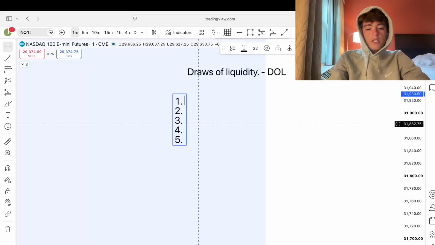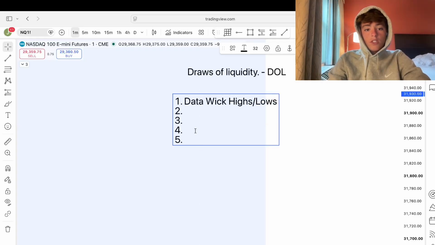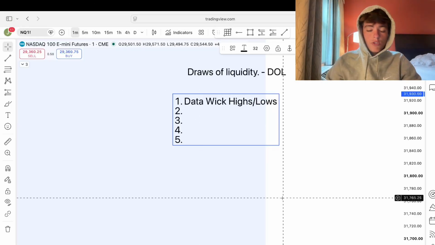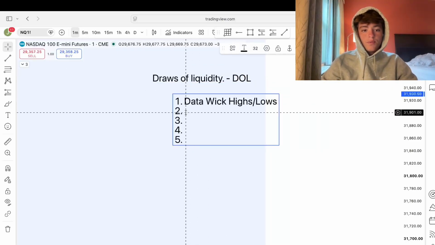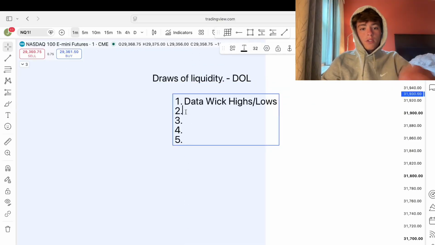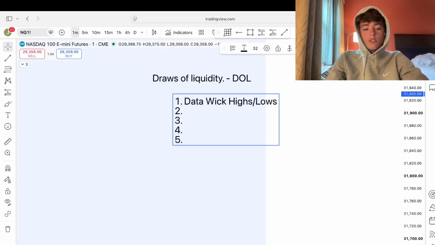The first one is not just mine, this is a known fact. This is going to be data highs and lows. This one is not opinion based. It is a true fact that everyone knows from backtesting and just stuff like that in general. That would help if I had my notebook, but what I would personally go with is number two.